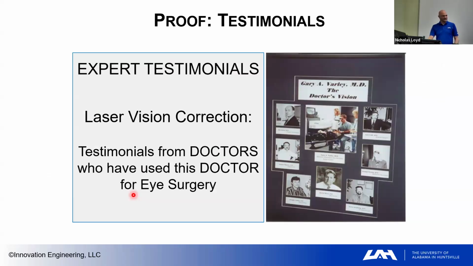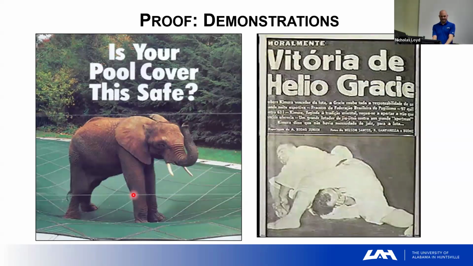Expert testimonials. This was an example of doctors who used a doctor for their services. I'm an eye doctor and I use this eye doctor to do my laser vision correction. Expert testimony, that's a good thing to cite in the proof section. Demonstrations. Any way that you can do demonstrations is a way to offer proof.